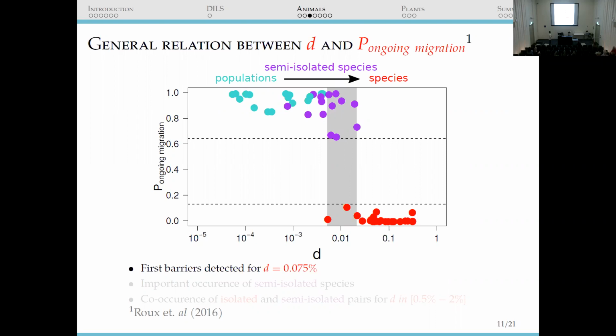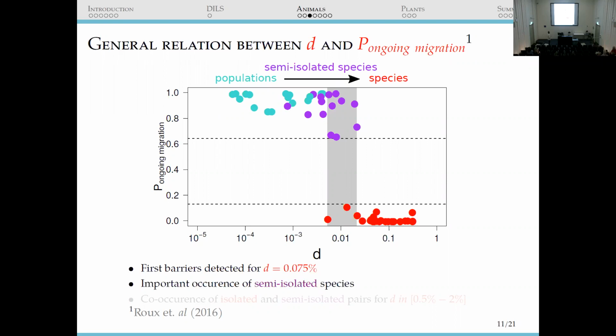So it's a very simple way to represent this dynamic of speciation. And what we can see is that the first barrier, this one, appears quite rapidly, at 0.08%, which is much below most of the levels of diversity in species. It's very low. So we can detect the first barrier very rapidly.